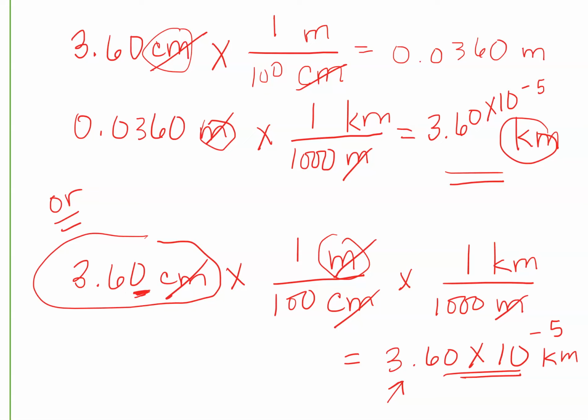The trailing 0 is significant because there's a decimal point in the number. In other words, it was measured to the nearest hundredth of a centimeter. The conversion factors were by definition, so they have infinite significant figures. In other words, they have no uncertainty. So my answer should be to 3 significant figures. Good. Don't throw that 0 away.